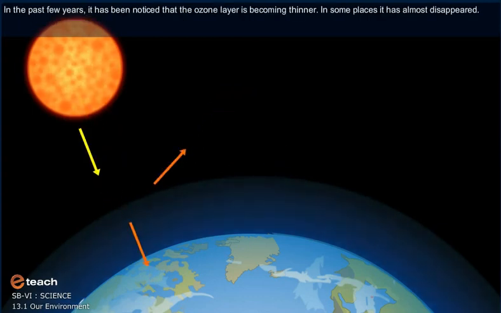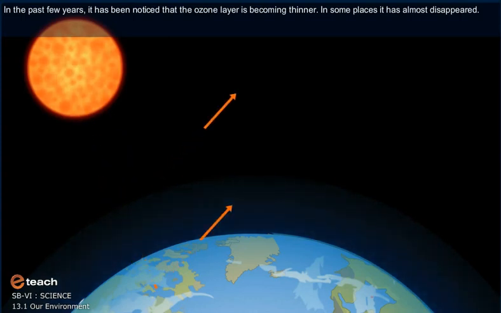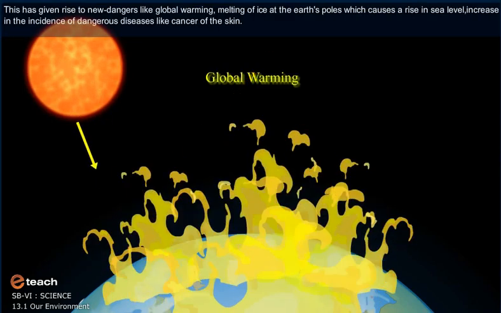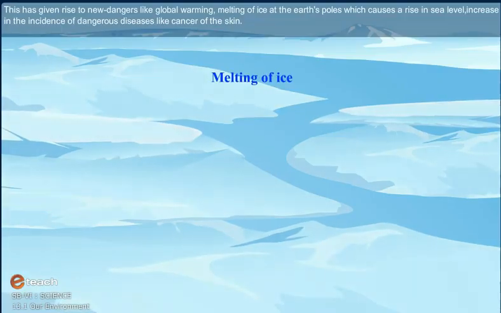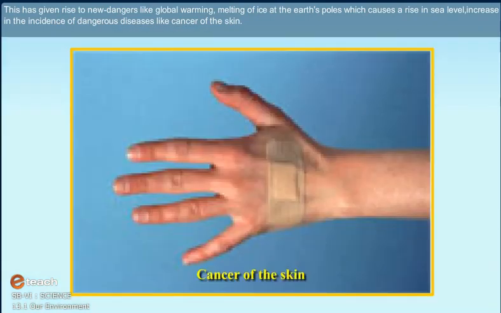In the past few years, it has been noticed that the ozone layer is becoming thinner. In some places, it has almost disappeared. This has given rise to new dangers like global warming, melting of ice at the Earth's poles, which causes a rise in sea level, and an increase in the incidence of dangerous diseases like cancer of the skin.